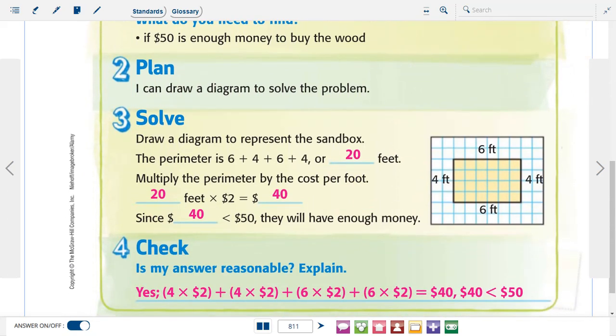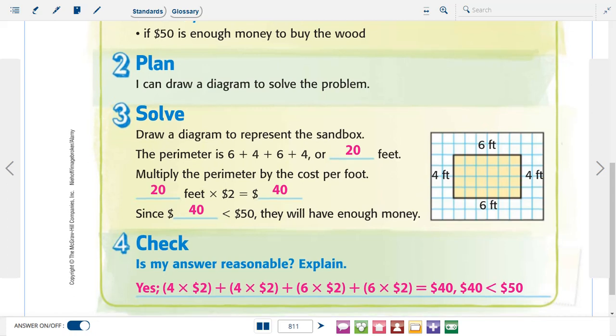Okay, so draw a diagram to represent the sandbox. This is the diagram. When I say draw a diagram, I mean use your ruler to draw a 4 by 6 rectangle. 4, 6, 4, 6, okay? As this one, you have to draw it. In this question, it is done for you, but in the other questions, you have to draw it.